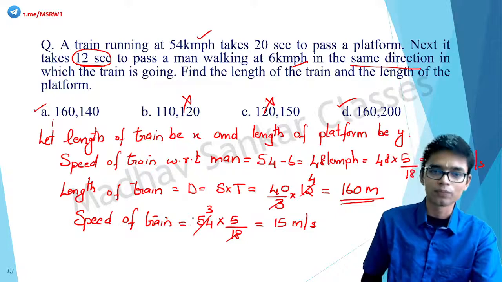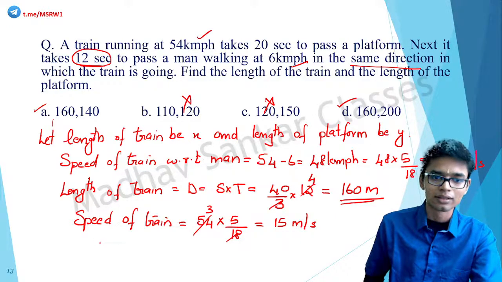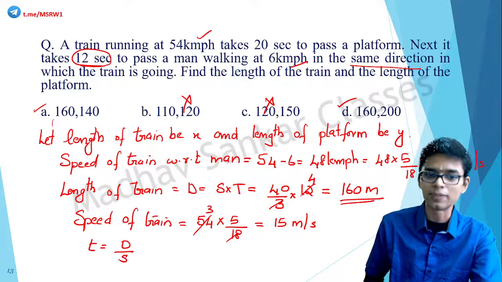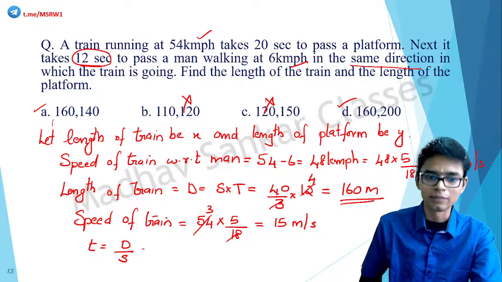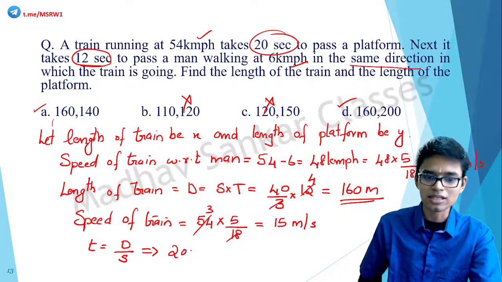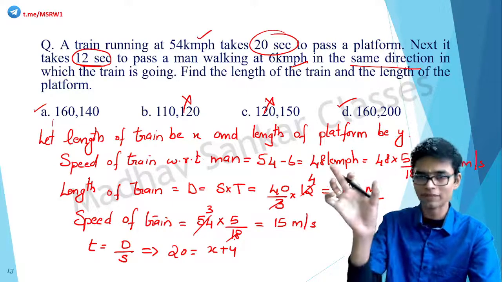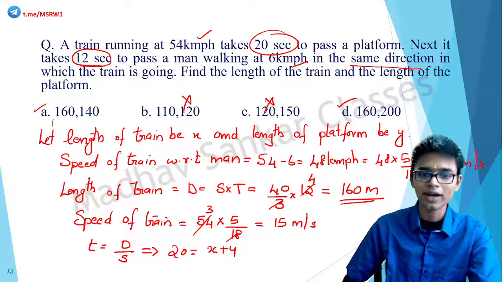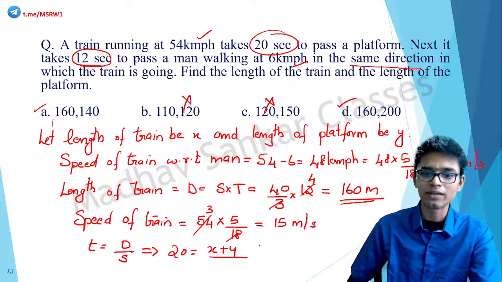Okay, so time is equal to distance by speed, correct? Implies, what is the time taken to cross the platform? 20 seconds. So 20 is equal to what is the total distance? x plus y, correct? Train's length plus platform's length, x plus y, divided by what is the speed?